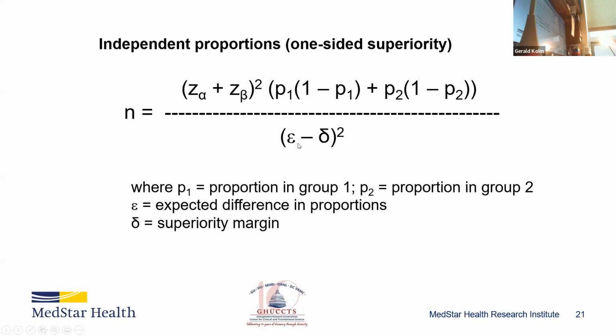And so in the denominator, again, we have an expected difference in proportions minus some effect size that we want to see, or in this case, a superiority margin.